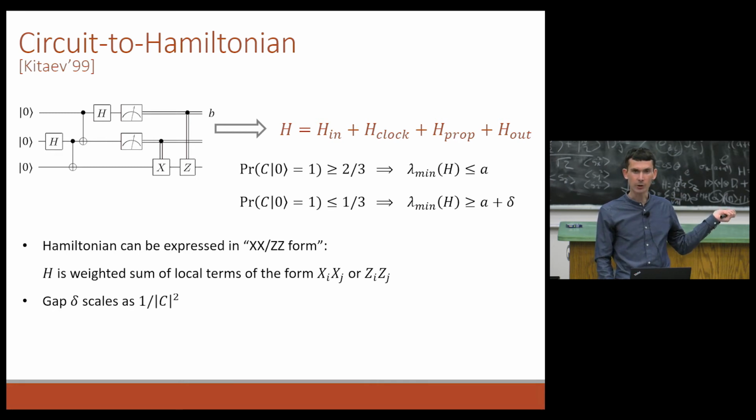This gap, the delta, is important because it tells me the resolution to which I need to estimate the energy. And typically in the best constructions based on Kitaev's work, the gap scales as 1 over the circuit size squared. And partially due to that, the protocols in this model are going to have a bit of an overhead in terms of complexity compared to the ones that worked directly in the circuit model.